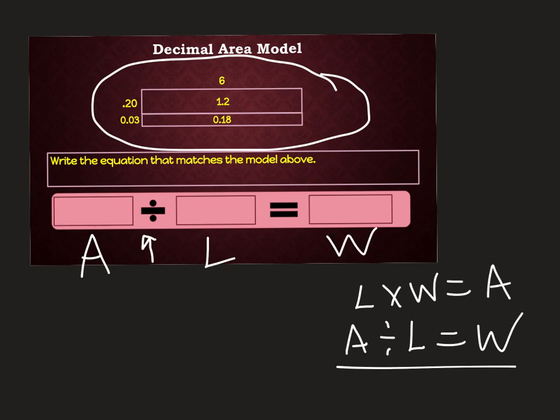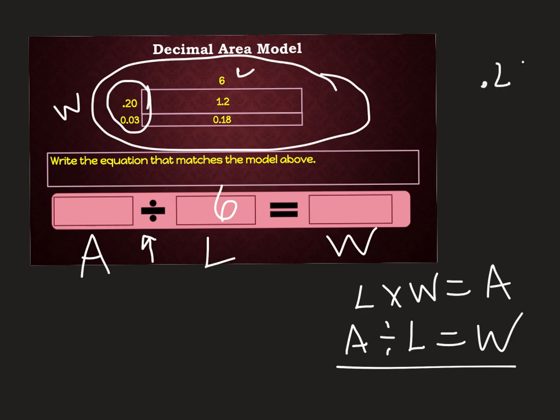Lucky for me, the model above already has the length and the width labeled for me. This is the length, which is 6. I'll go ahead and fill that in. And the width is right here. There you go. There is the width. Well, it's two numbers because it's counting for two pieces of that rectangle. So I have to add those two together.